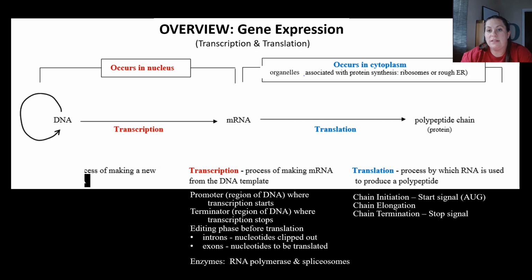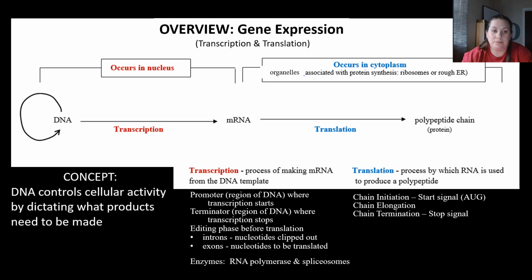In translation, we see that you have the initiation, which is the finding of the start codon, which is AUG. Chain elongation, where the chain gets longer and longer, until finally chain termination happens, where it stops copying down or making the protein. So the key concept here is that DNA does control cellular activity, and it does it by dictating the products that need to be made, the types of proteins that need to be made.